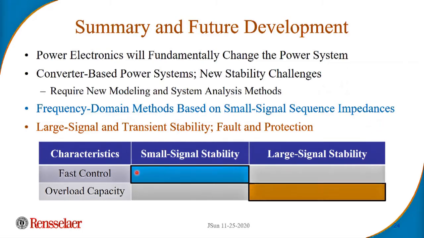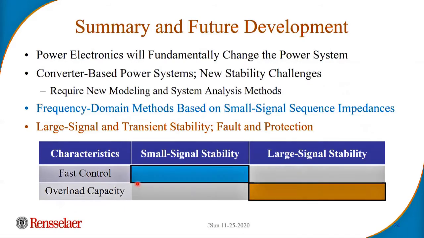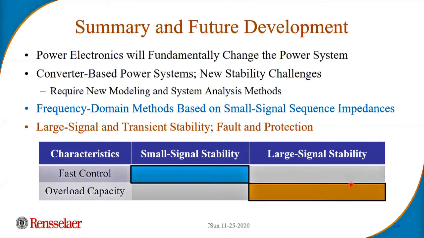If I go back to the two different features, fast control and overloading capacity, the difference between machines and converters, I would say fast control affects small signal stability most, and that's what we've been trying to address with the frequency domain methods. The overloading capacity has to do with fault and protection, and that's certainly more important for larger signal stability. And I think this will be an interesting phase for the research in the coming years.